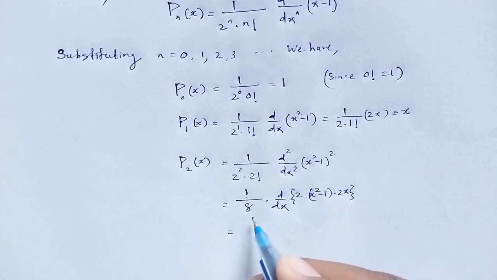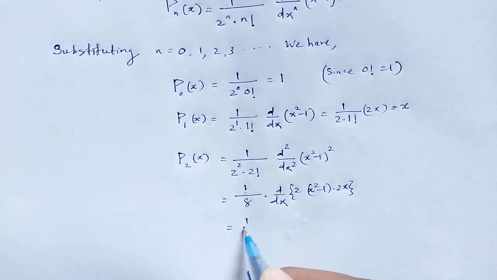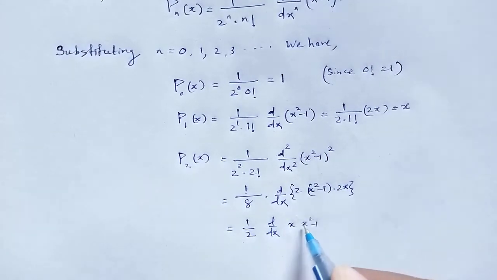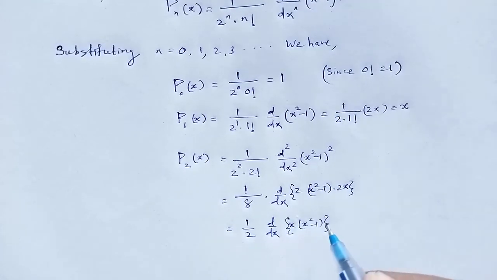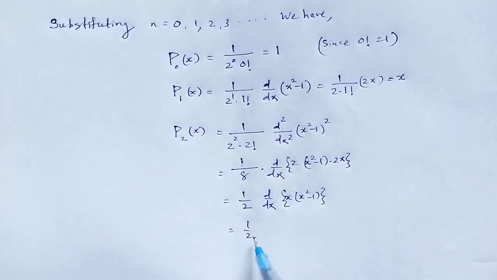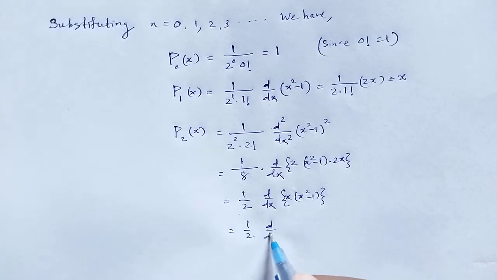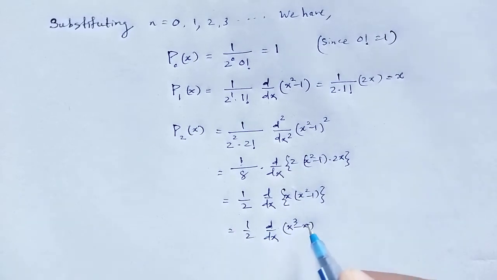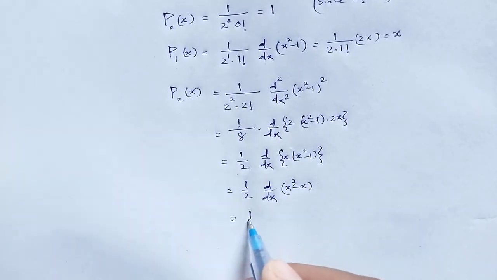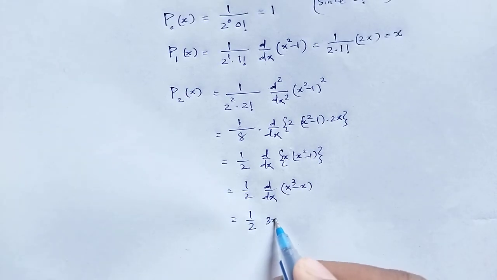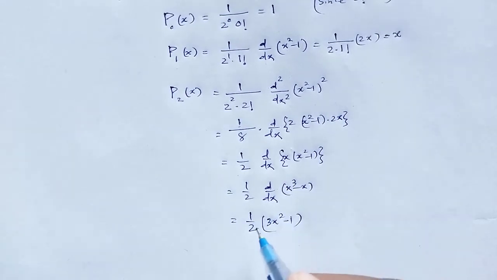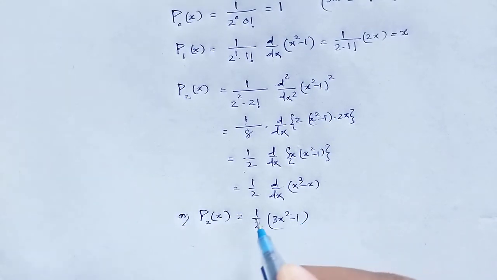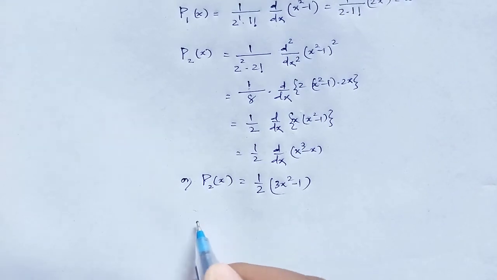That will be 2 to 4 cancel out, that is 1 by 2 d by dx of x whole into x square minus 1, that is half d by dx of that is x cube minus x, that will be half 3x square minus 1, the value of P2x.